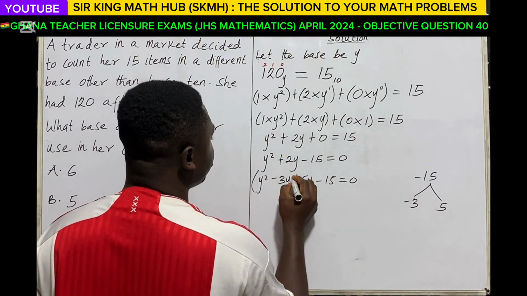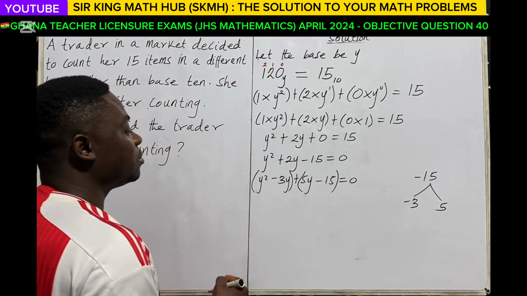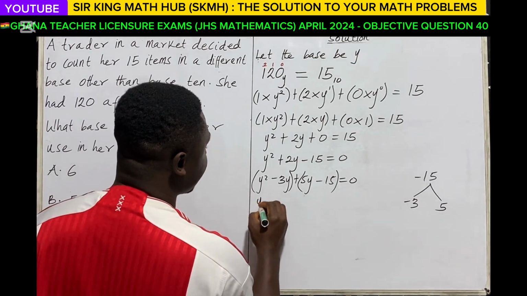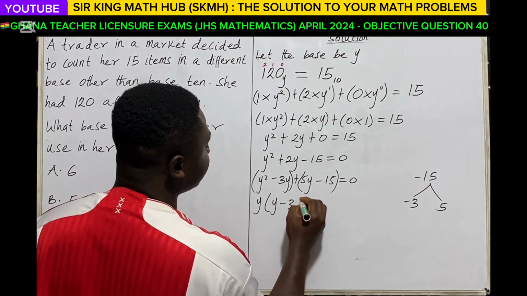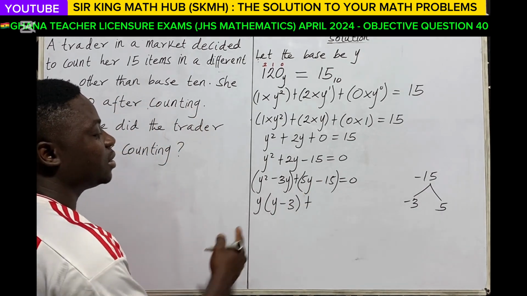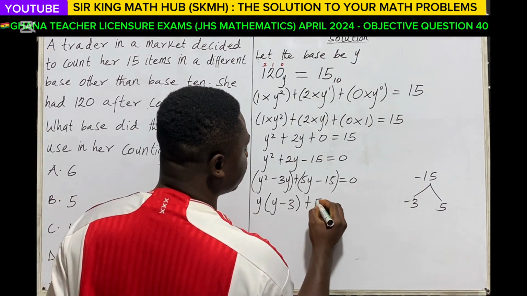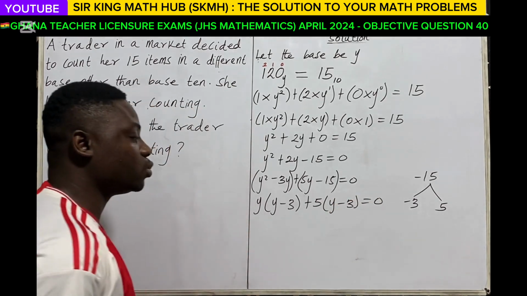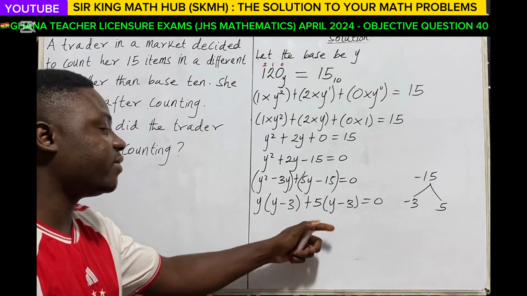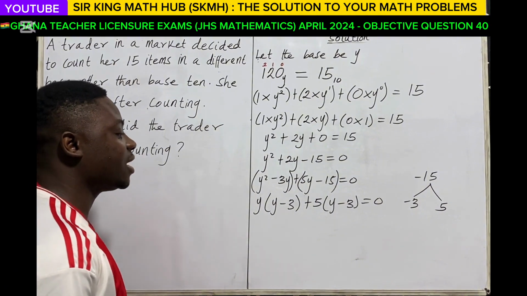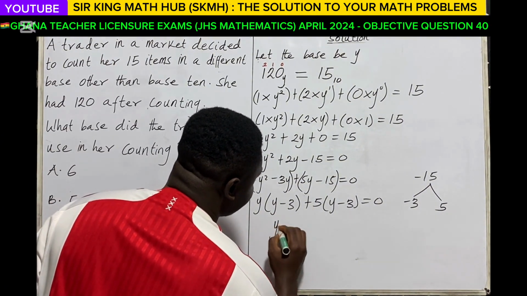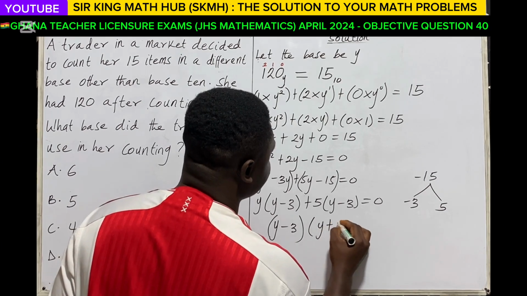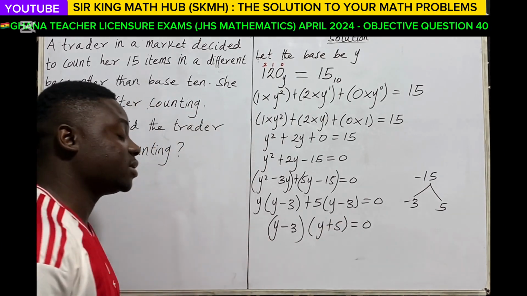So we can group them. We can factorize y out. So we have y and then y minus 3. We can also factorize the common factor here, which is 5. So when we factorize 5 out, we have y minus 3, and this must be equal to 0. So what is the common factor here? For the common factor, we have y minus 3. So we're going to write one of them, y minus 3. And then the outside factors, we have y plus 5. And this must be equal to 0.